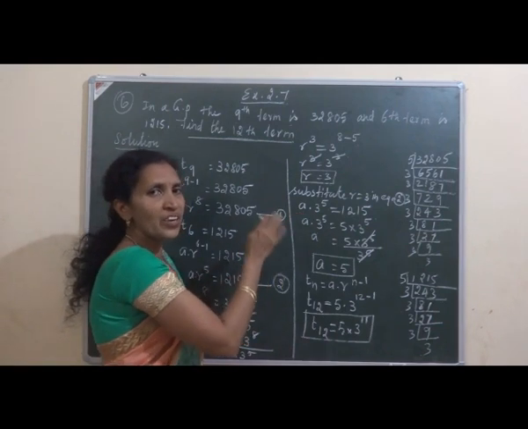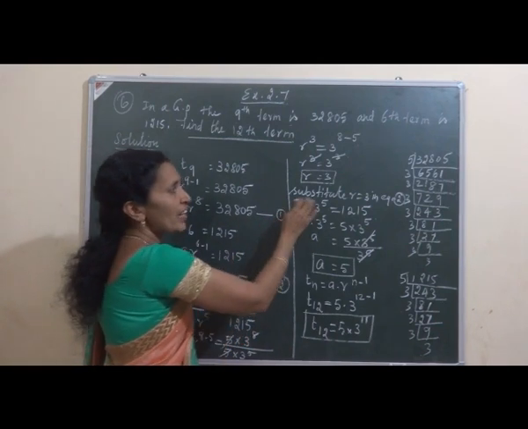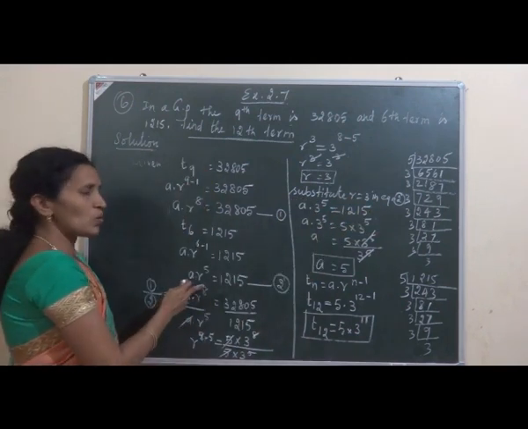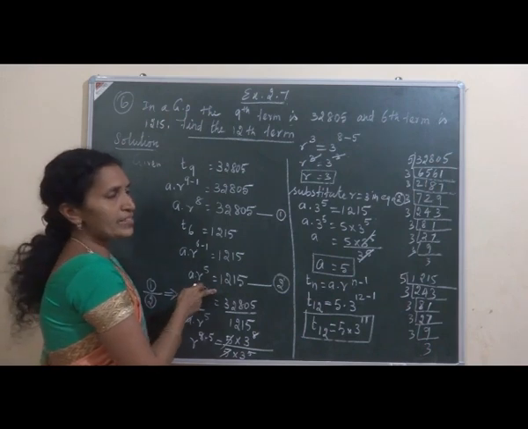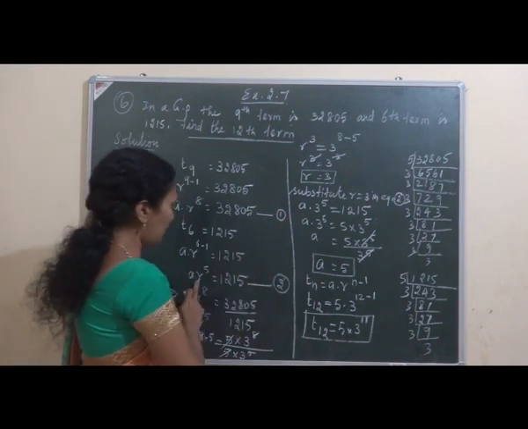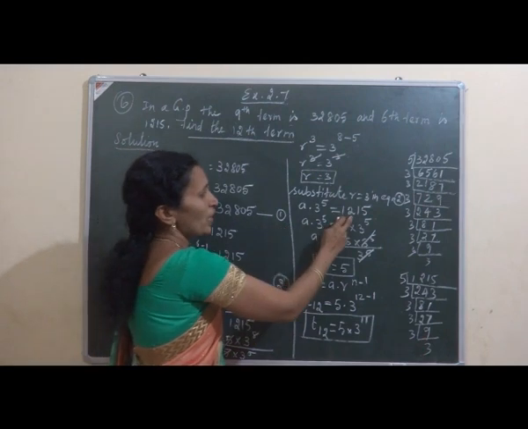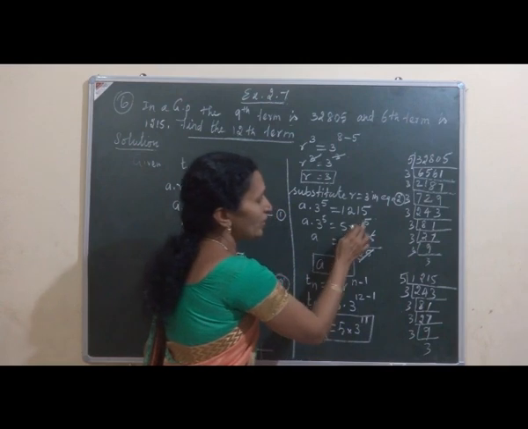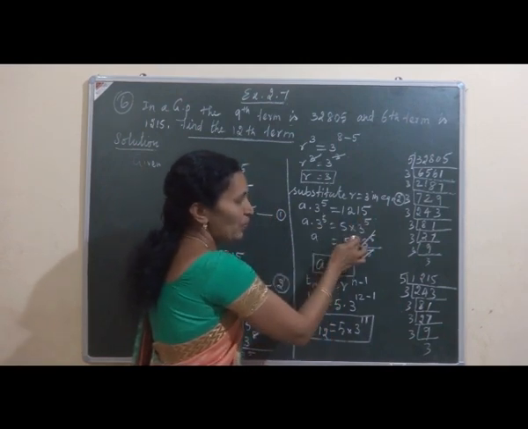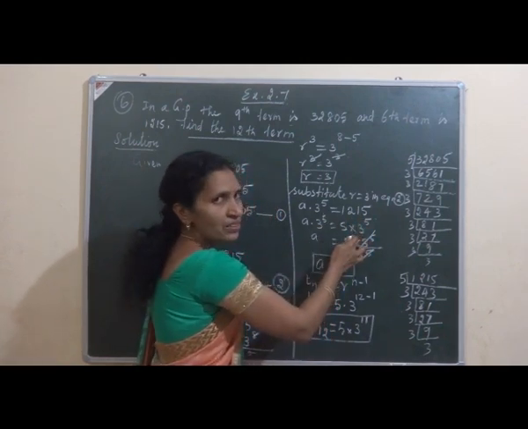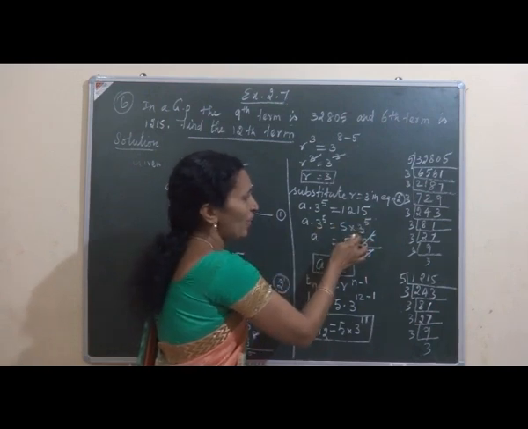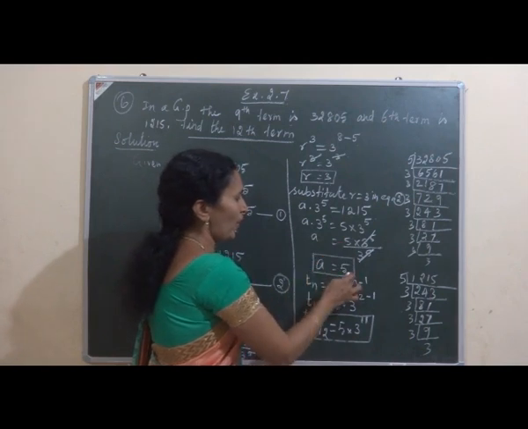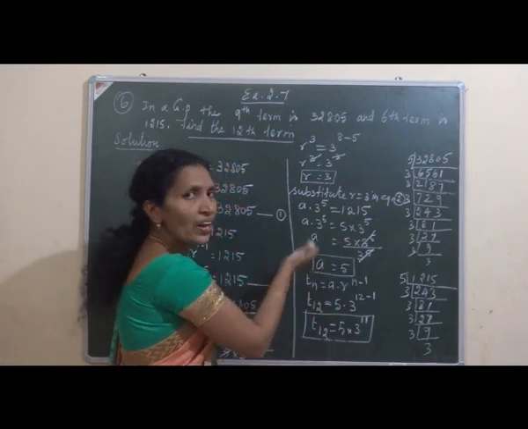Substitute R equals 3 in equation 2, because till now you don't know the value of A. You have to find the value of A. For that you have to substitute the R value in equation 2, because equation 2 is the simpler equation. So there I substitute: A into 3 power 5 equals 1215. Again I applied these values only. 5 into 3 power 5. 3 power 5, 3 power 5 here itself you can cancel. So A equals 5. Okay, A equals 5. So now you got the A value and R value.